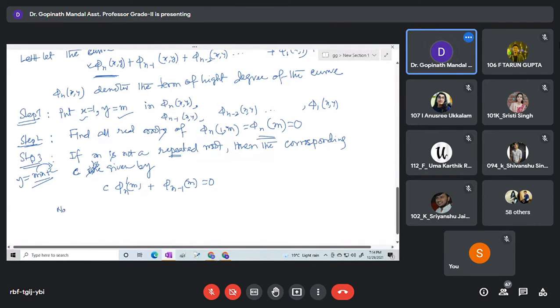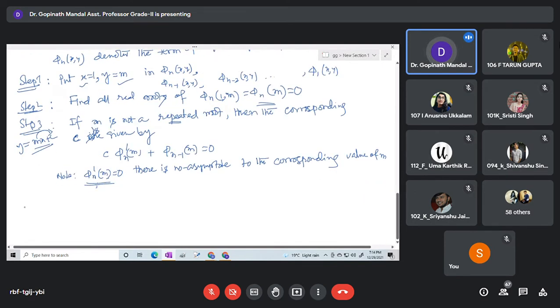Now note that if phi n dash m equal to 0, then there is no asymptote to the corresponding curve, to the corresponding value of m.